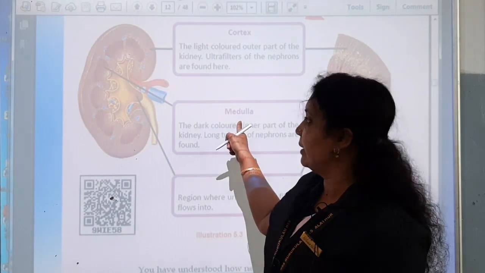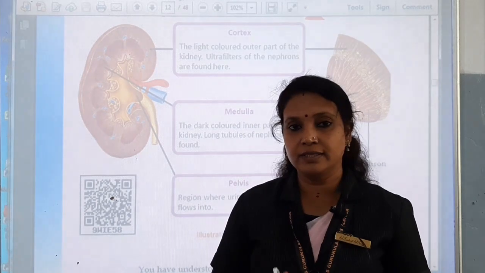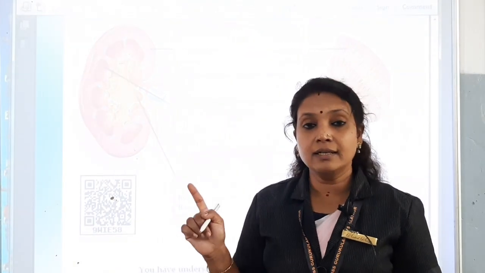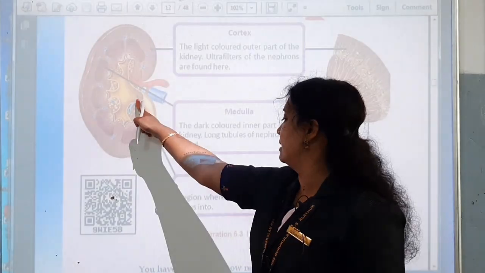Medulla is the dark colored inner part of the kidney, and here we can see the long tubules of the ultra filters. The long tubules of the ultra filters are distributed in the medulla. So the ultra filters of the nephron are in the cortex and the long tail-like part is distributed in the medulla. Did you understand? Then the next part is pelvis.